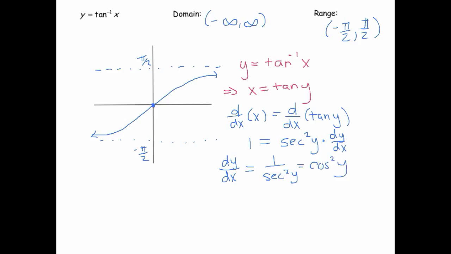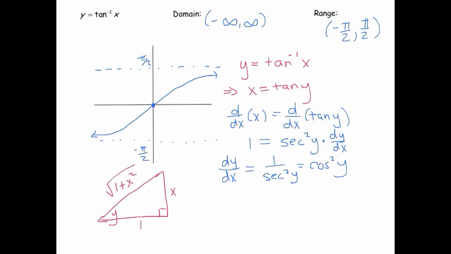Now that's in terms of y. We'd like it in terms of x. So let's go back to a diagram of a triangle. We know that x is the tangent of y. That must mean y is an angle. And by definition of tangent, tangent is opposite over adjacent. So if tangent is x, I can write that as x over 1. And then by the Pythagorean theorem, this hypotenuse would be the square root of 1 plus x squared.